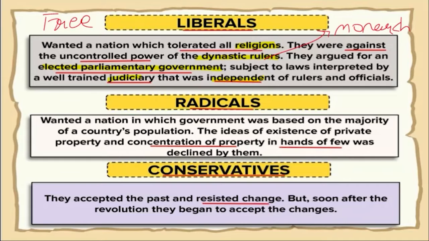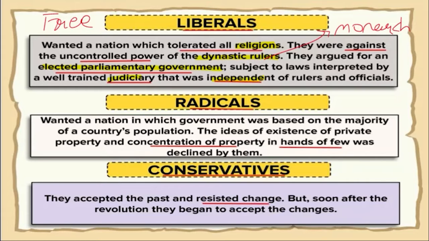Next come the radicals. Radicals wanted a nation in which government was based on the majority. So what they wanted was that people choose a representative based on the majority. Whoever gets more support will rule the country.